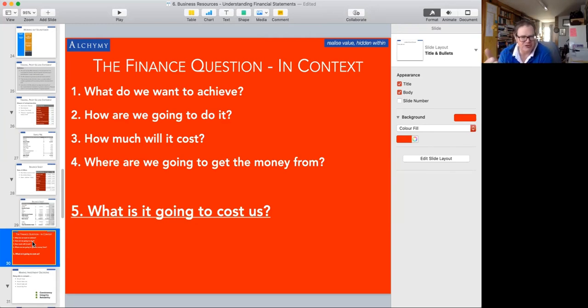We need to be clear about what we're trying to achieve. What are we going to do? How are we going to do it? Okay. How much is it going to cost us? And where are we going to get the money from?